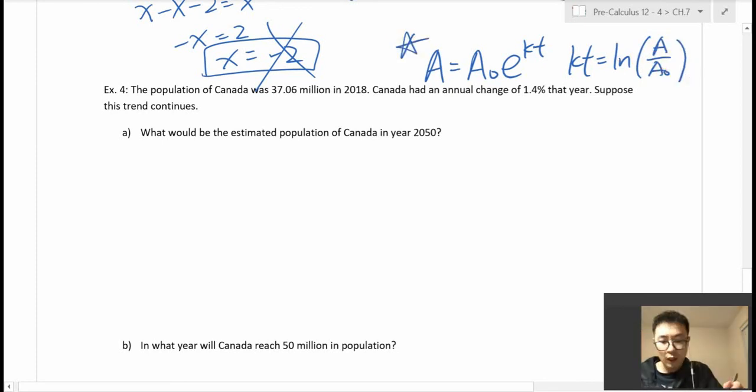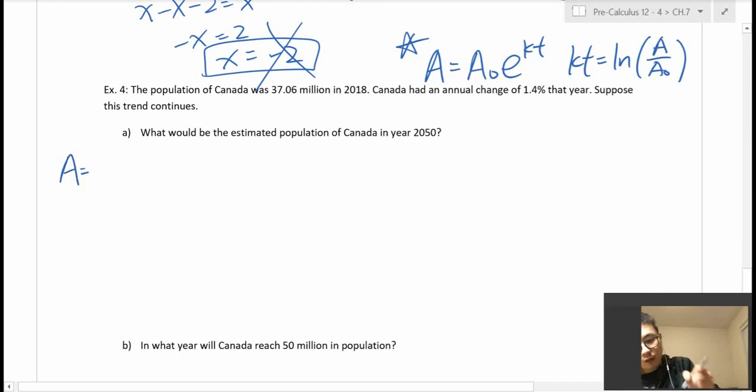Again, we are using these two formulas because time is continuous when we talk about population. The growth or decay is continuous. So here it says the population of Canada was 37.06 million in 2018. Canada had an annual change of 1.4% that year. Suppose the trend continues. What would be the estimated population of Canada in year 2050? Okay, so what we need to do is use this formula. So we're looking for A.